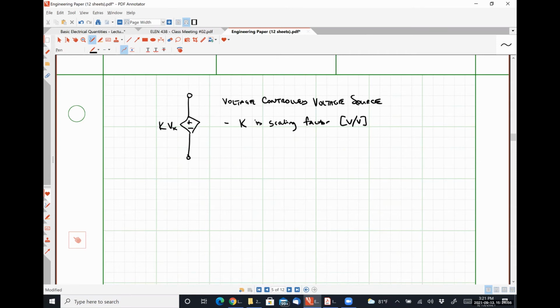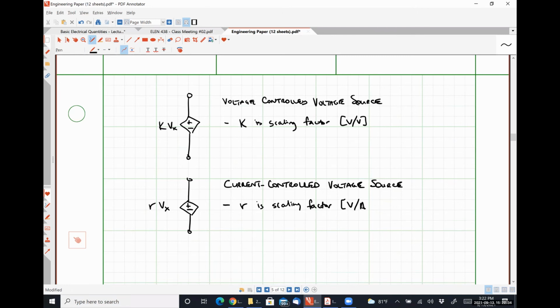And our last voltage source is going to be a current controlled voltage source where R is a scaling factor having units of volts per amp.